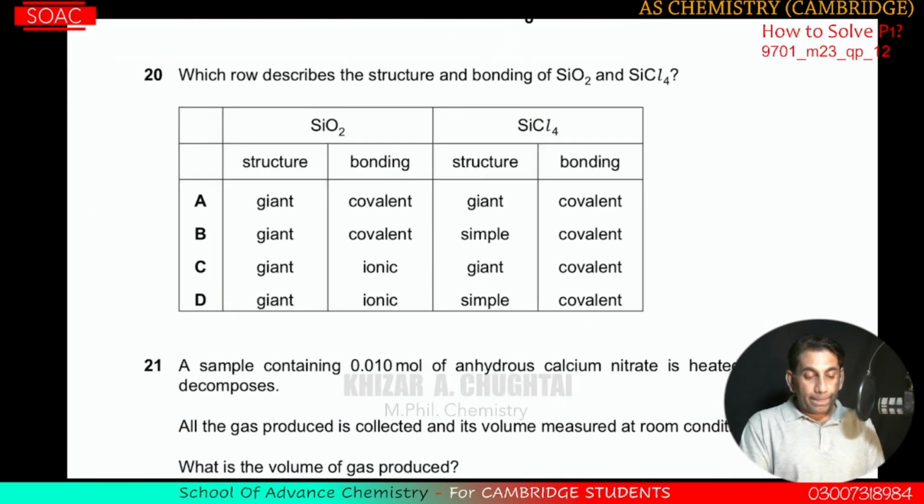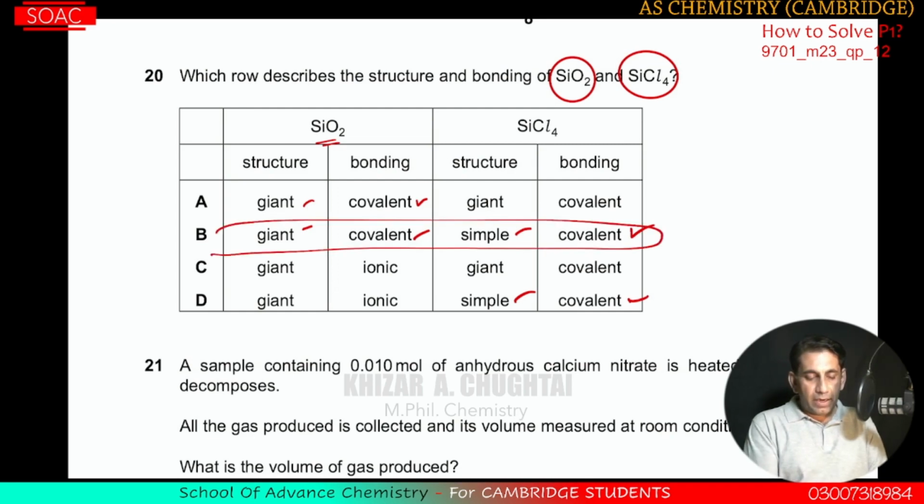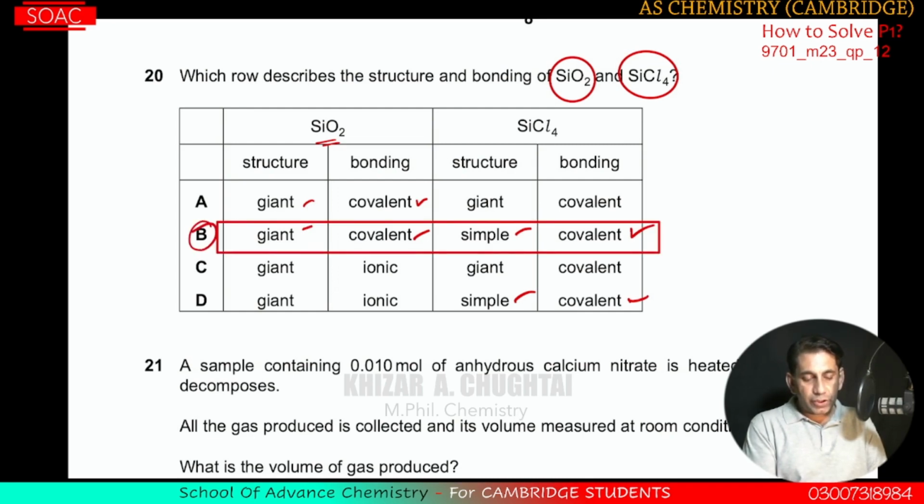Question number 20. Which row describes the structure and bonding of SiO2 and SiCl4? You know, SiO2 is a macromolecule. SiCl4 is a simple covalent molecule. So quite a simple question. Structure is giant for SiO2 and the nature of bonding is covalent; structure is simple for SiCl4 and the nature of bonding is covalent. So the middle line, option B, is matching in all columns. B is the correct option.